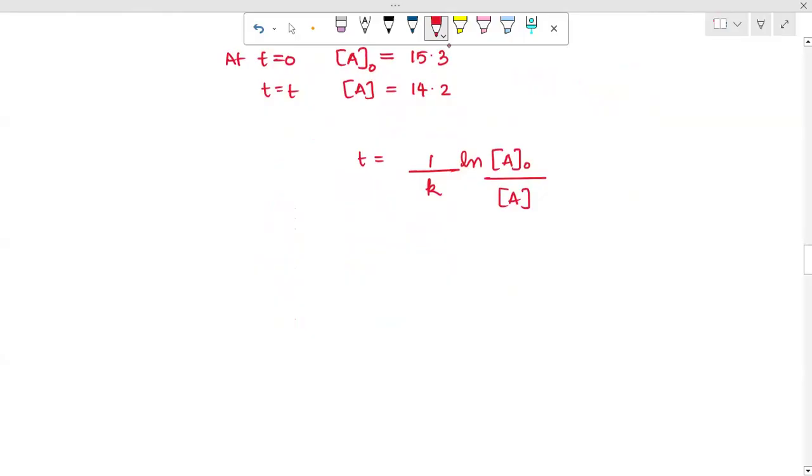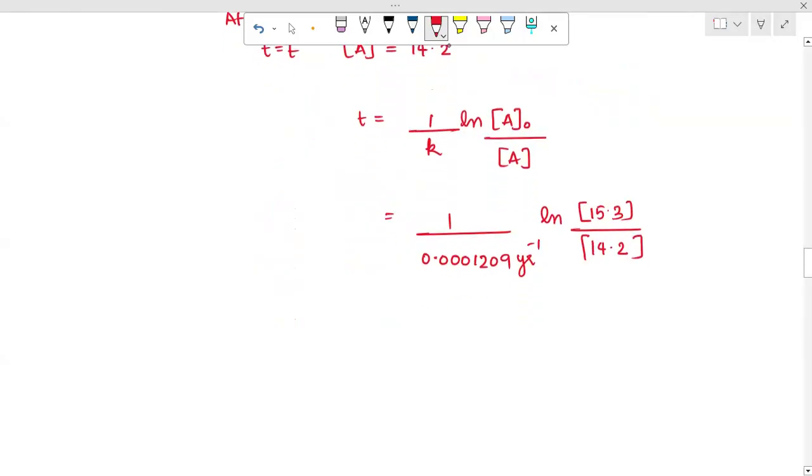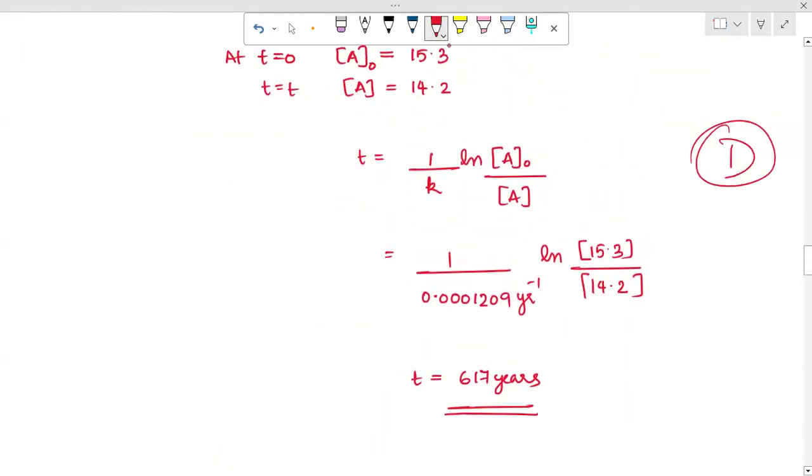That's it. So 1 by 0.000129 per year ln of, initially it was 15.3, finally it was 14.2. We need to solve this. That's all. I have already solved it. Please try it using your scientific calculator and we'll get approximately 617 years.